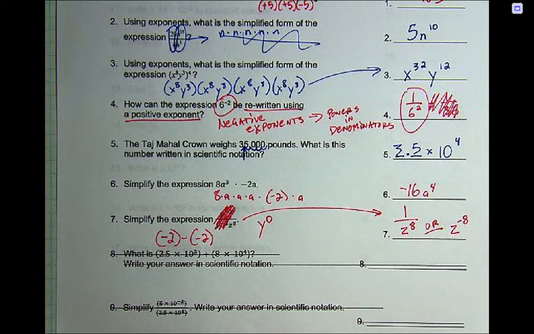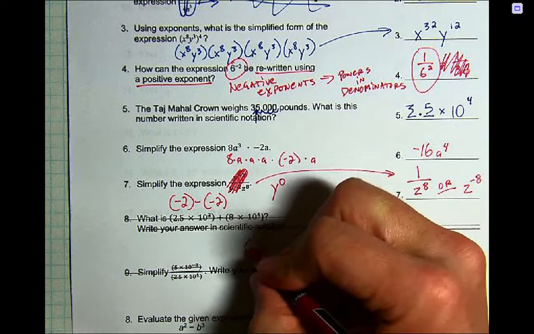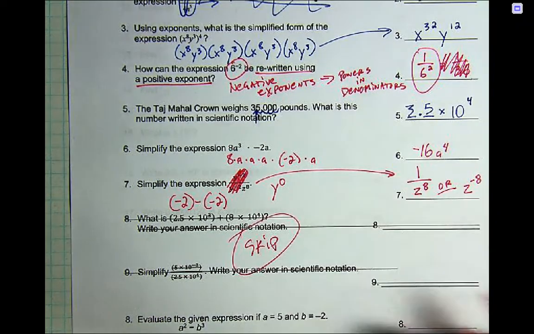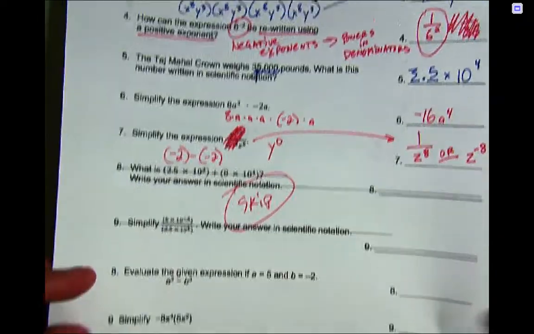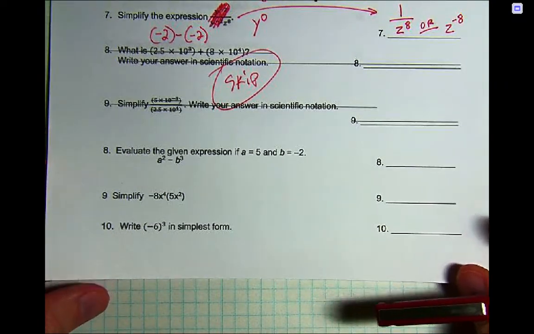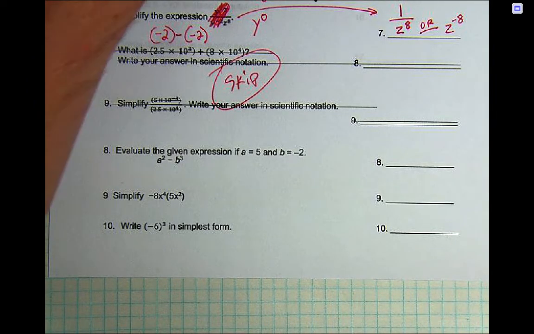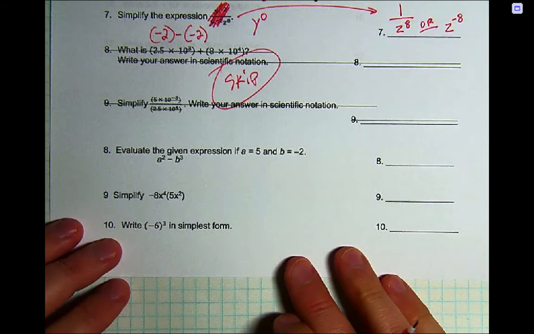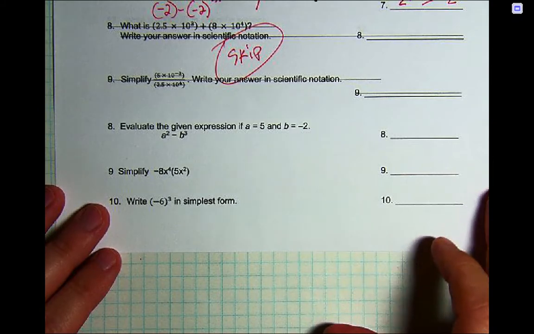All right, number 8 and number 9, we're skipping on this version of the test. The version that you got should have had those either crossed out, or it wasn't even on the test, because we're not going to worry about that. We're just going to stick to the essentials that we really need to know for high school next year.